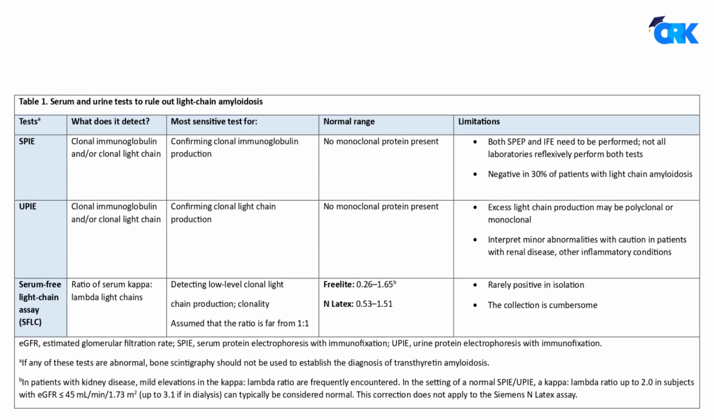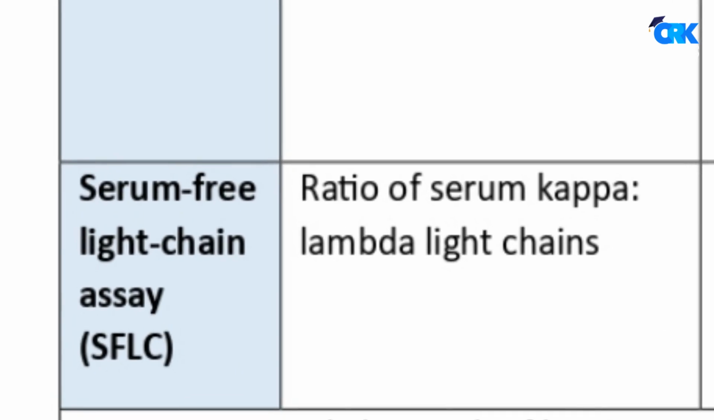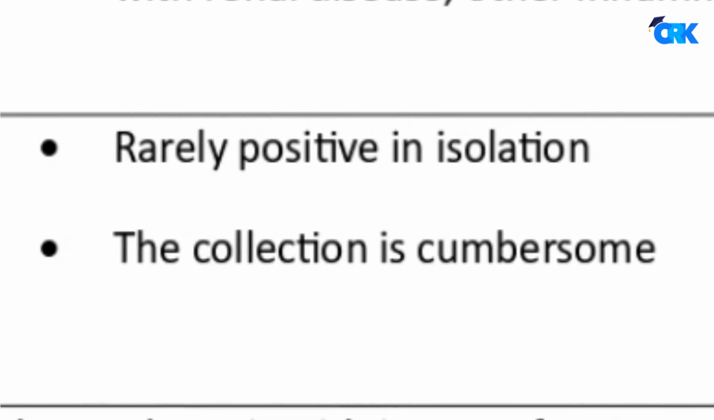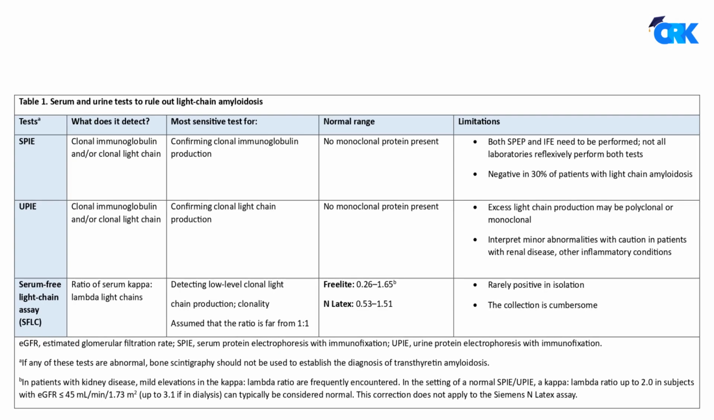3. SFLC, serum free light chain assay. What it measures: the ratio of kappa to lambda light chains in the serum. Diagnostic utility: detects low-level clonal light chain production and helps identify subtle cases of clonality. Reference ranges: free light chain assay 0.26 to 1.65, N-latex assay 0.53 to 1.51. Limitations: often not positive on its own and best interpreted in combination with other tests. Sample collection is somewhat cumbersome.